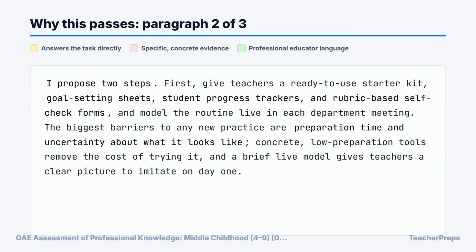Notice how I open with I propose 2 steps as a signpost, which tells the scorer exactly where we are in the structure and makes the purpose unmistakable. This is the direct answer to the describe 2 steps portion of the prompt. Notice how the list of concrete tools functions as specific evidence rather than a vague gesture at resources, giving the scorer something real to credit under rationale and support. I then name the 2 barriers the kit removes, preparation time and uncertainty, which is the explain why each step would be effective portion of the task answered in the same paragraph.